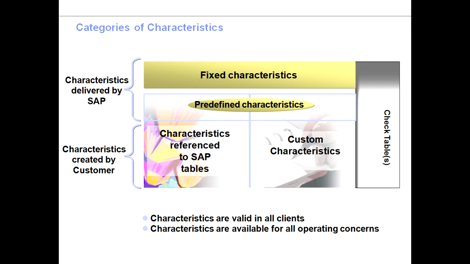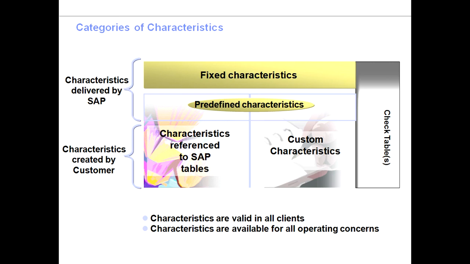SAP has three different categorizations for characteristics. Let us understand one by one what those are. The first categorization, as you see in the screen, is fixed characteristics.